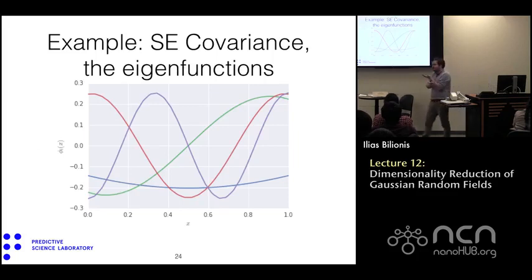Anyway, here is how the eigenfunctions look for a square exponential. The blue one looks like a constant. The blue one is the first one, phi1, if you like. The green one is the second one, phi2. This is the third one. This is the fourth one. And then as you go to higher orders, you're going to get more wiggles.